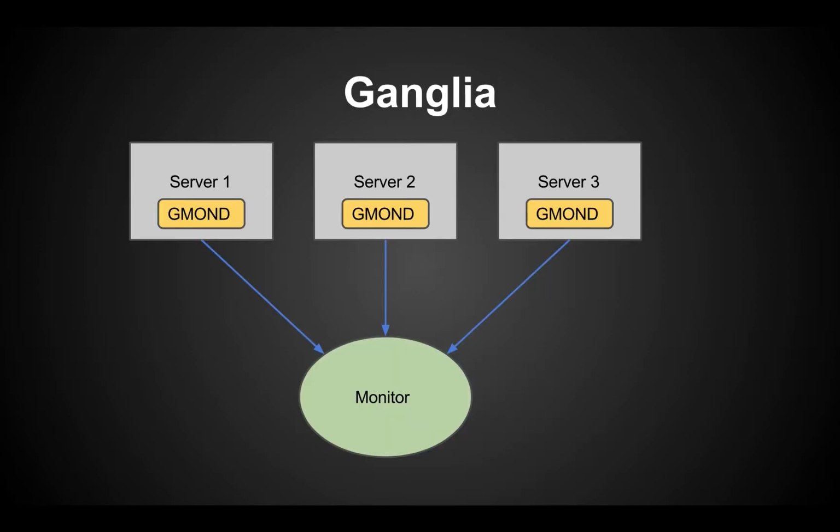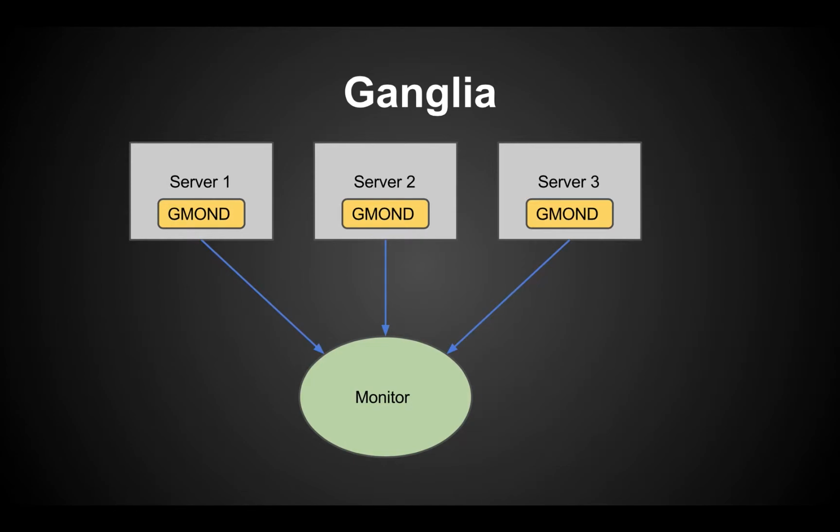The setup of Ganglia can be seen on the screen. A daemon process called gmond is present on each server in your production system. This gmond daemon collects the CPU, IO statistics, and other node-specific data on each server, and this gmond process sends something called heartbeats to the monitoring node.